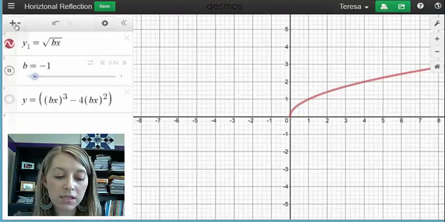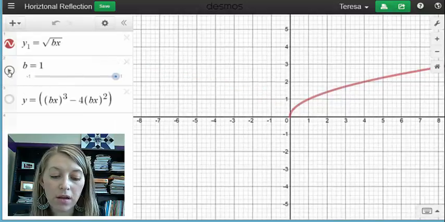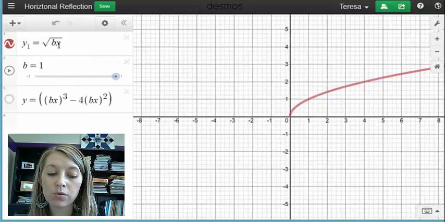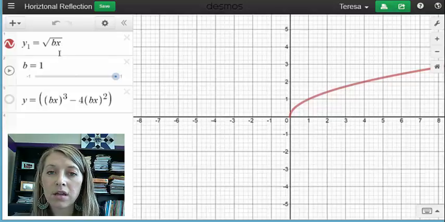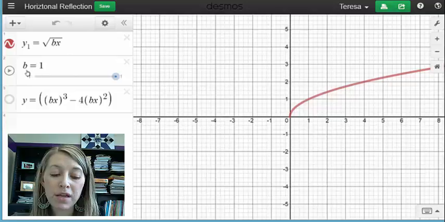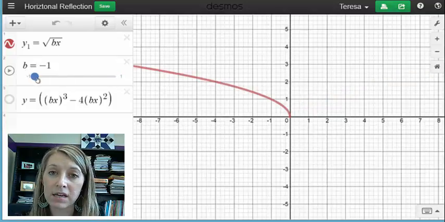Okay, horizontally. All right, notice I have square root of b times x. I just chose a different variable there, but it would have worked the same way. If b is a positive 1, I get my normal graph. If b is a negative, so me multiplying it by a negative, I get my reflection. On the inside, it reflects it horizontally.